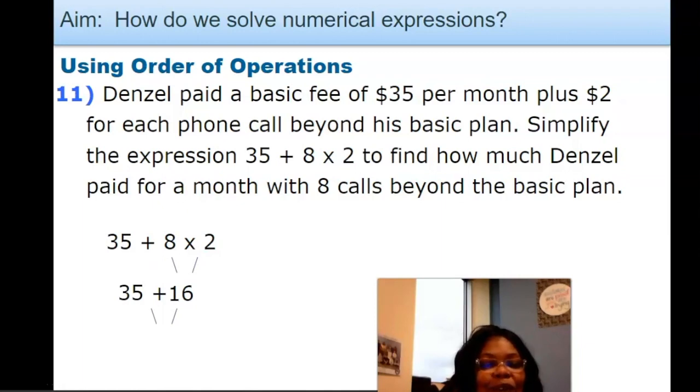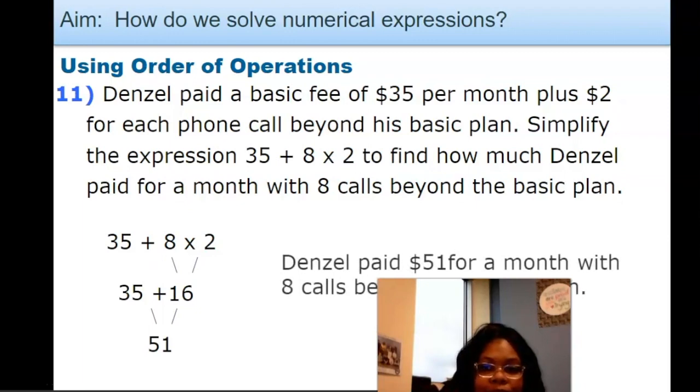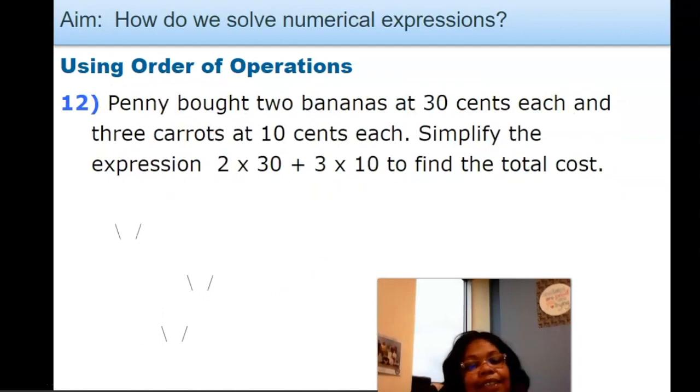All right, friends, let's check your work. For 35 plus 16, what answer did you have? Good job. 51 is correct. So he paid $51 because he had 8 calls beyond the basic plan. Okay, let's look at another problem. Penny bought 2 bananas at 30 cents each and 3 carrots at 10 cents each. Simplify the expression 20 times 30 plus 3 times 10 to find out the total cost.